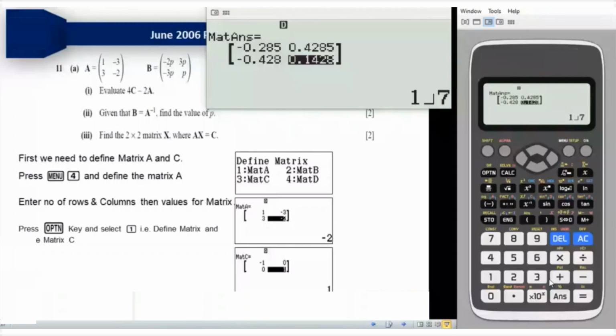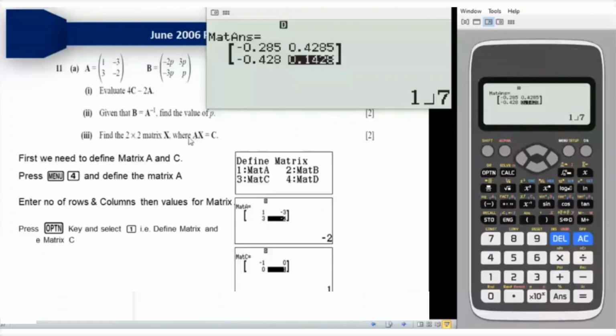All right. Then the third part is find a 2 by 2 matrix X where AX is equal to C. All those people who have performed matrices before know that this particular question is a bit complicated, because AX is equal to C. There is no division option in matrices. Instead of division, there is the inverse option. So what you need to do is bring A onto the other side of the equation. When you bring A onto the other side, it becomes A inverse.